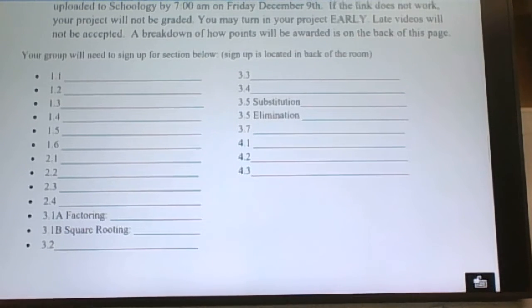Okay. So where do I come? In the back there, on that green paper. We have to sign up for this? Yeah. Only because I don't want a bunch of videos about the same thing.